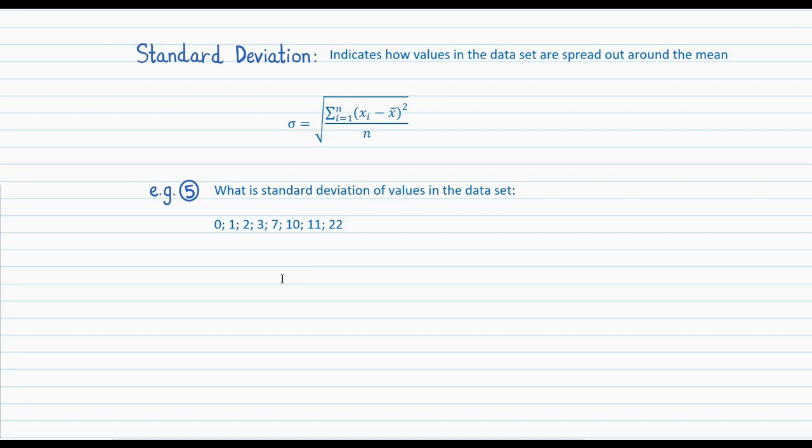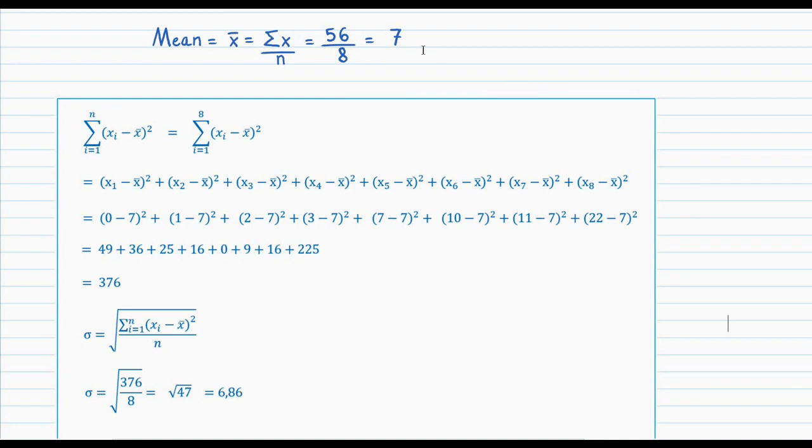For this example, you need to determine the standard deviation of the values in this data set, this being the same data set from example 2 and the previous example. So the first step is to determine the value of the mean. And as earlier determined, we get the mean as a value of 7. Then here's a full working to determine the standard deviation. So there's the mean we just determined, and this is the equation to determine the standard deviation.